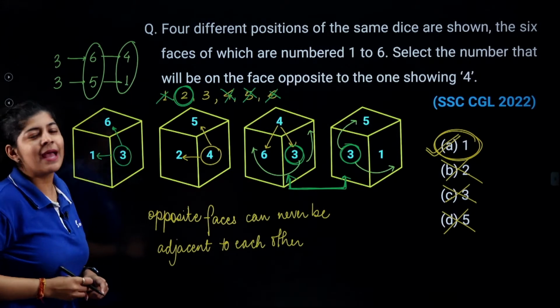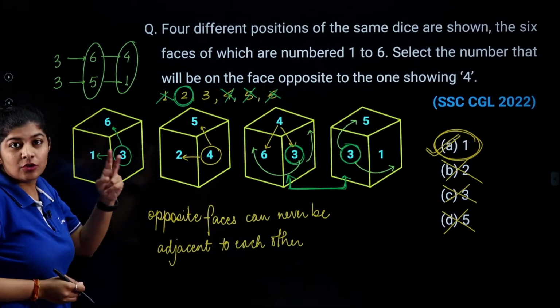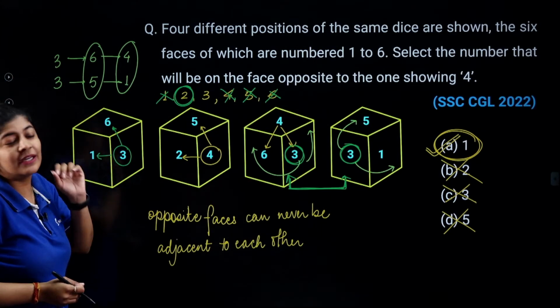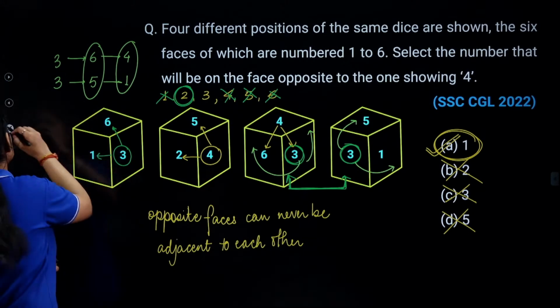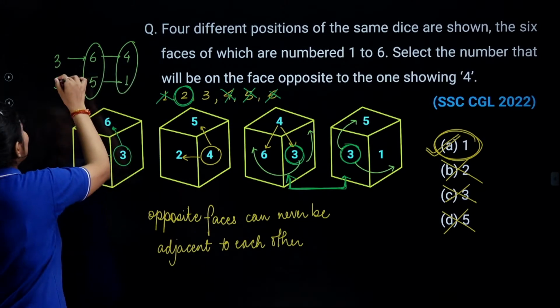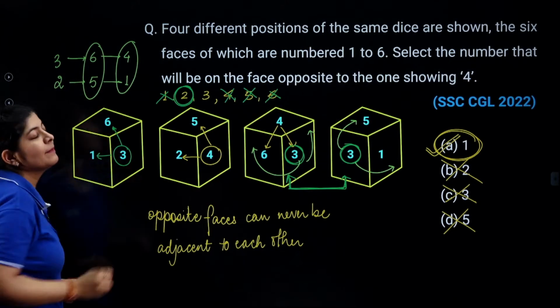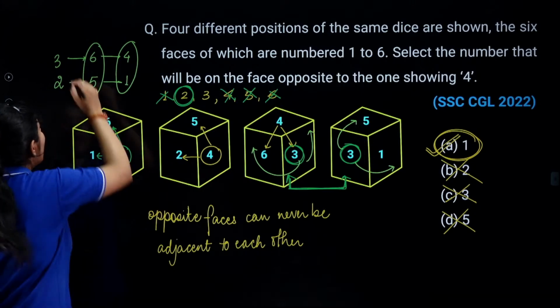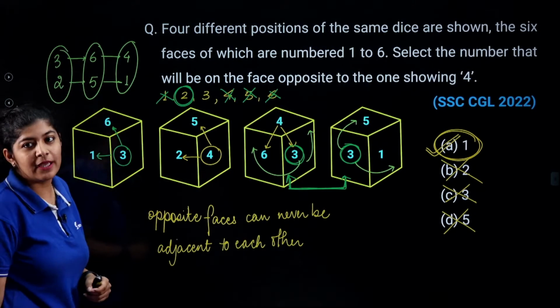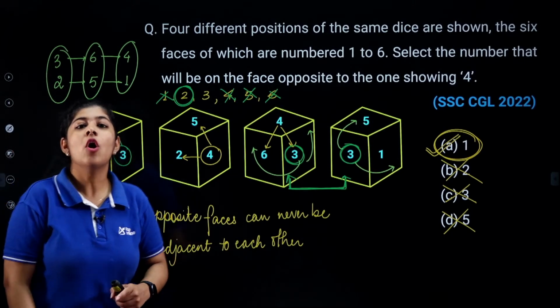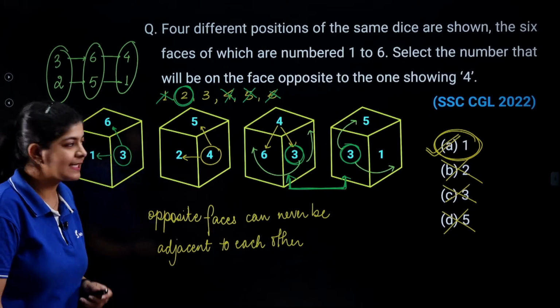Now you are saying, ma'am, here we are having 3 twice, but we are not having 2. So you can do one thing, just simply replace either of the 3s that you wrote twice with the remaining number, and you will get all the opposite pairs in your dice, right?